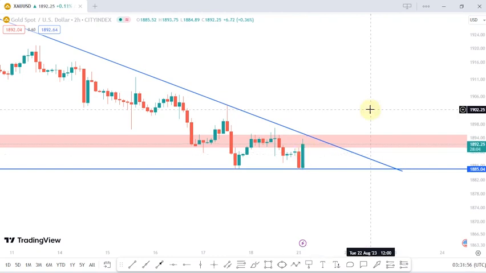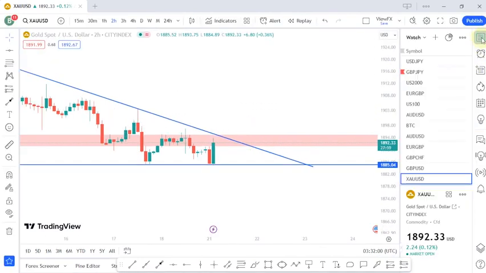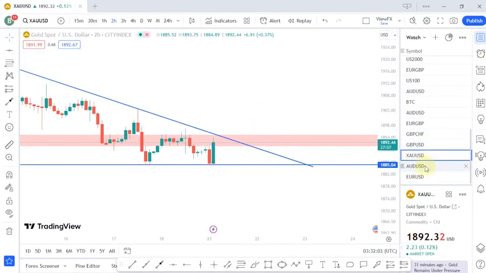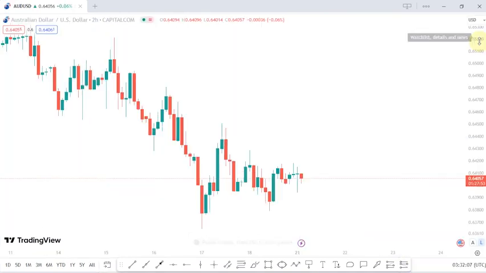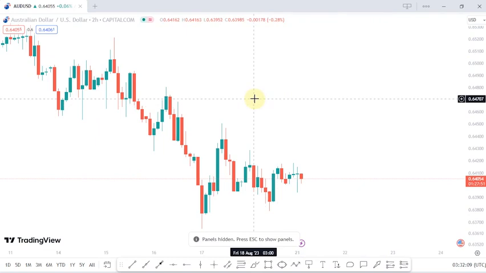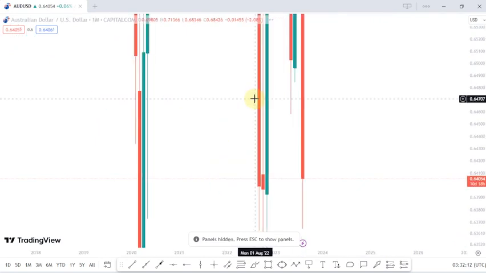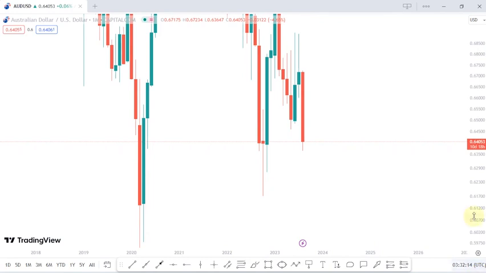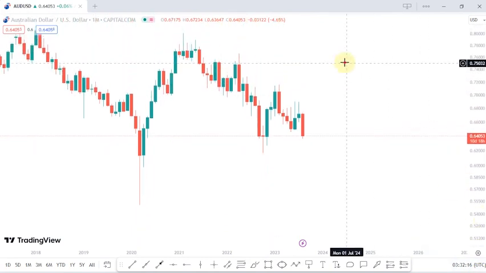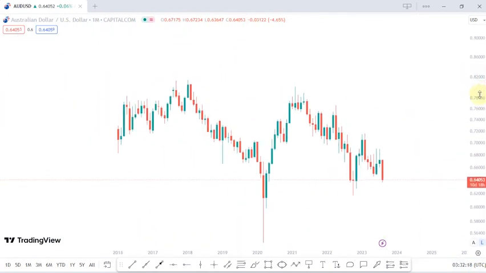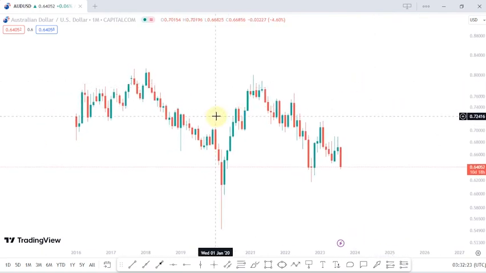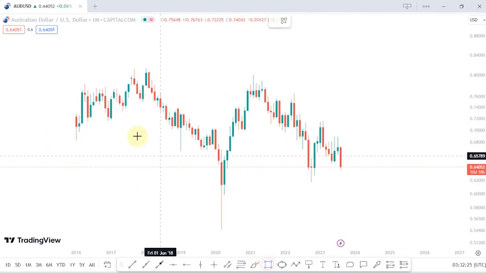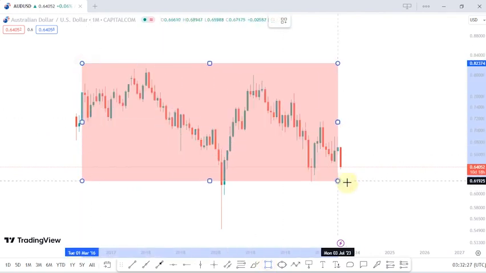From gold, we move to the next pair. Let's look at AUD/USD. And for our top-down analysis, we go to a higher time frame, which is 1 month. And what can I see? I think on the monthly time frame, this pair is ranging, sort of.